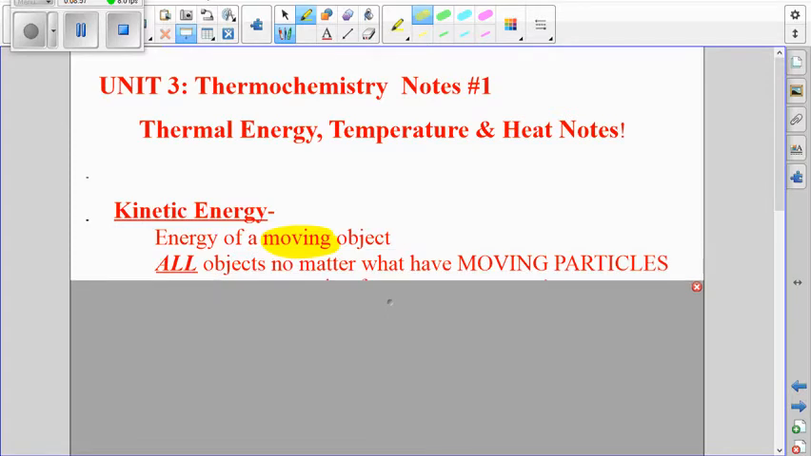All objects, no matter what, have moving particles. Like everything in the universe has moving particles.